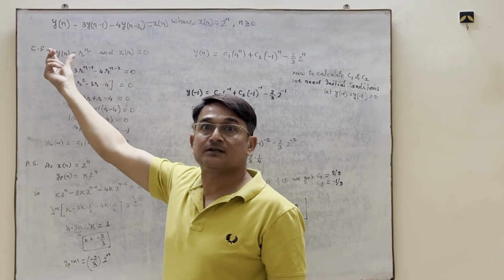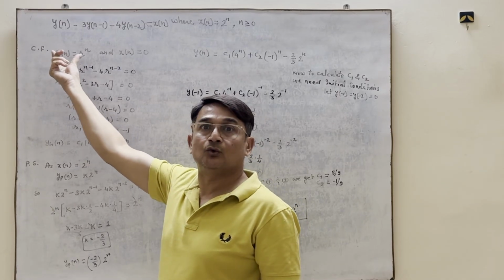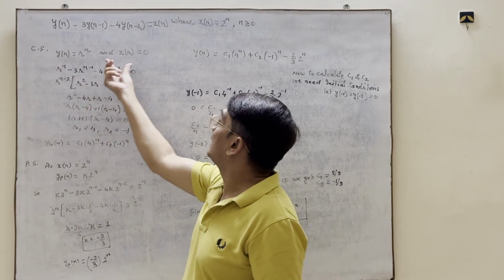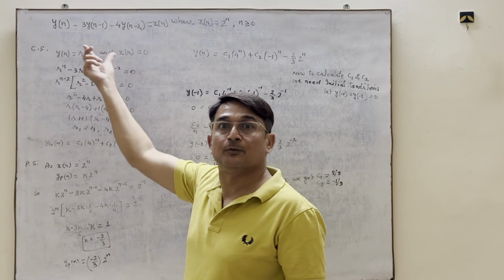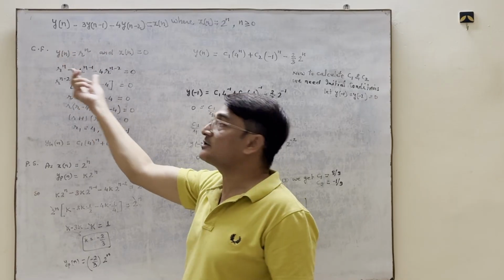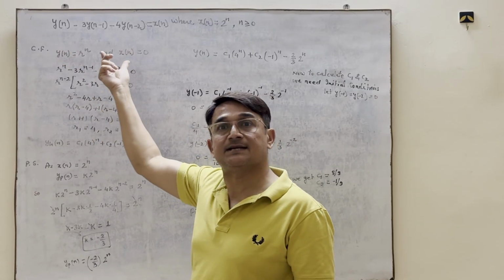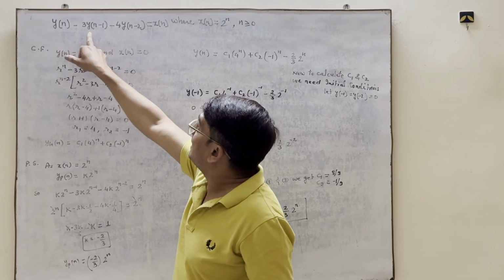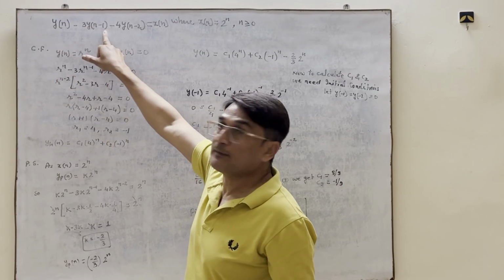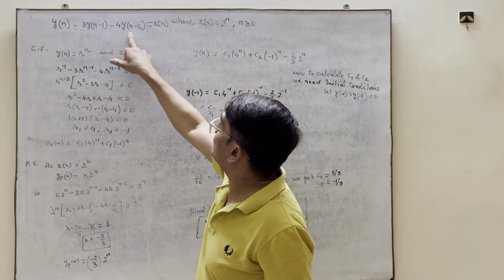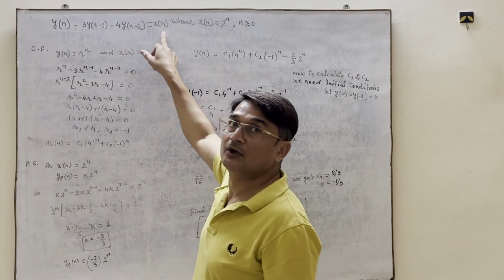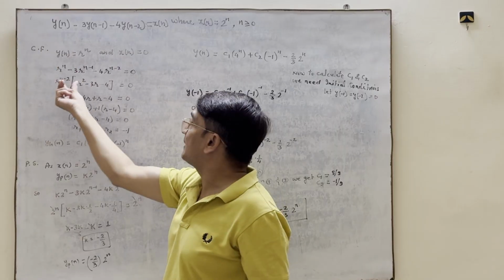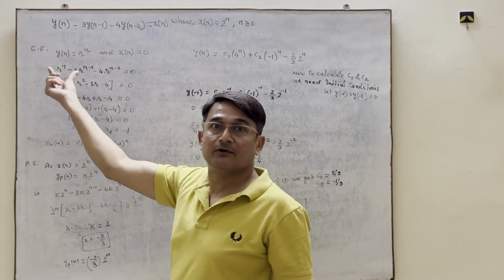So what is the rule? We need to convert y[n] with r to the power n, and x[n] is equal to 0, because this is zero input response, so the input we have to consider as 0. So this equation will become r^n - 3r^(n-1) - 4r^(n-2) = 0, as x[n] is 0 and we have converted y[n] with r^n. So this equation will be like this.